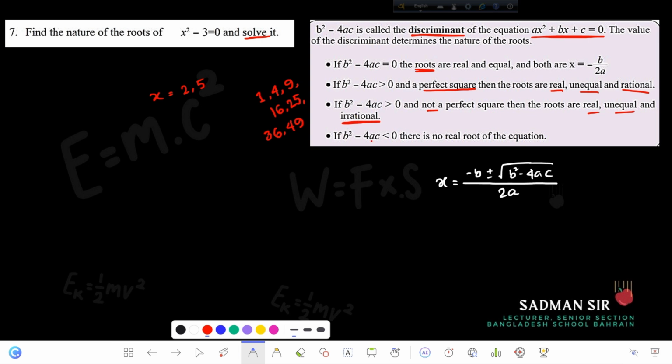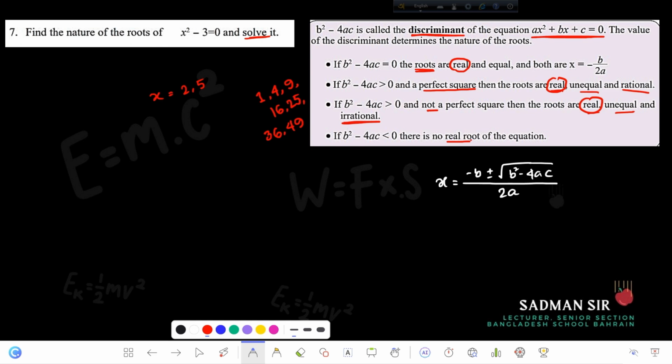And if b square minus 4ac is less than 0, then we will say that there is no real root of the equation. Till now, in every case, we said that it will be real, real, real. But whenever it is less than 0, meaning the value of b square minus 4ac is negative.